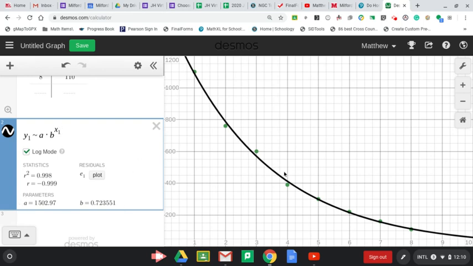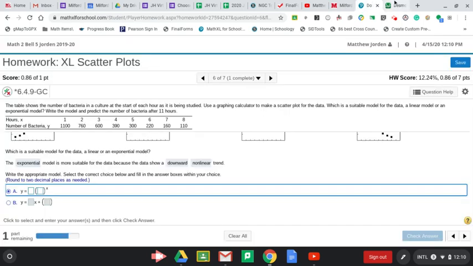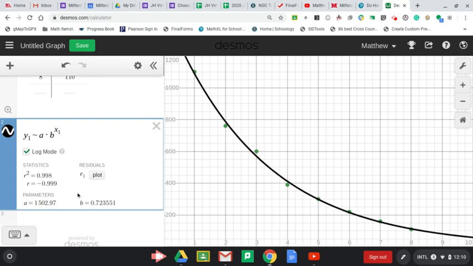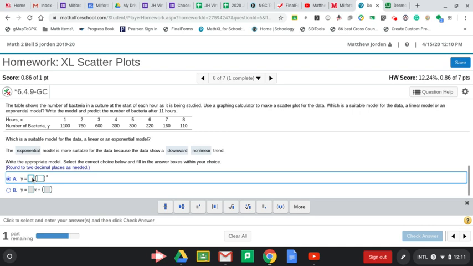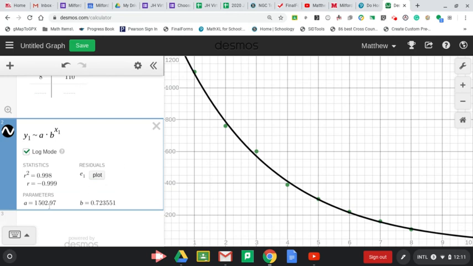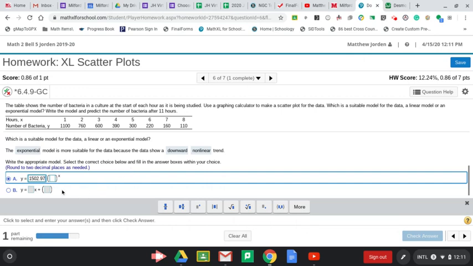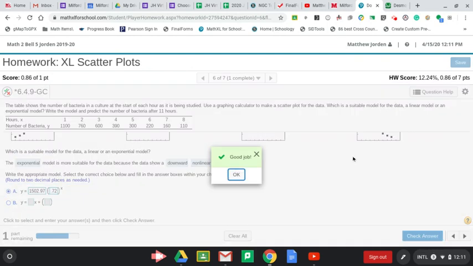You can see this line is the closest line that fits all these data points. Here's my A, and here's my B. Those I can substitute now in here to Math Excel. So A, 1502.97, it says to 2 decimal places, so that's everything I've got. 1502.97. And then B, to 2 decimals, looks like 0.72. So come here, 0.72. All right, so that's how I get my equation.